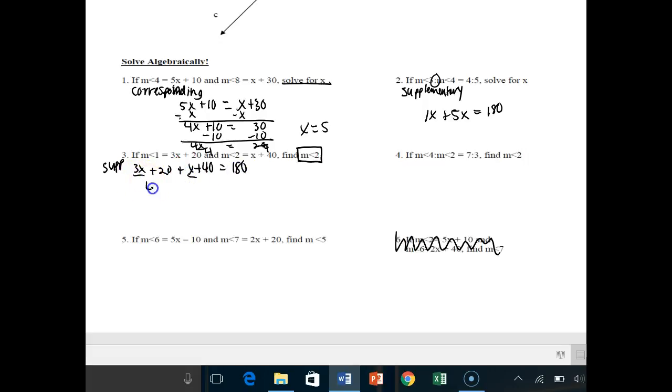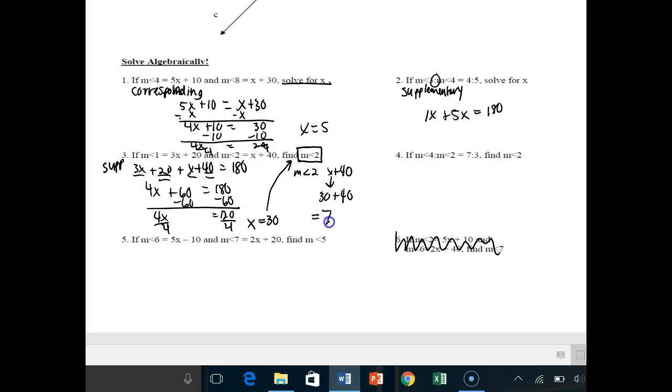So 3x and x is 4x. 20 and 40 is 60, equals 180. So we subtract 60. We get 4x is equal to 120. Divide by 4. We get x is equal to 30. Now that's not our answer because it said find the measure of angle 2. So we can just plug back in for the measure of angle 2. The measure of angle 2 was x plus 40, or in this case, x was 30, so 30 plus 40. So the measure of angle 2 is equal to 70 degrees, and this is our answer.